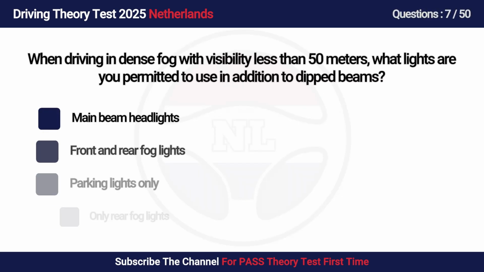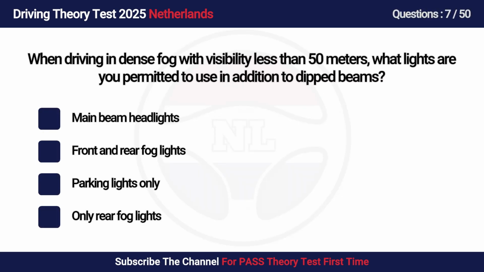Question 7. When driving in dense fog with visibility less than 50 meters, what lights are you permitted to use in addition to dipped beams? A. Main beam headlights. B. Front and rear fog lights. C. Parking lights only. D. Only rear fog lights.